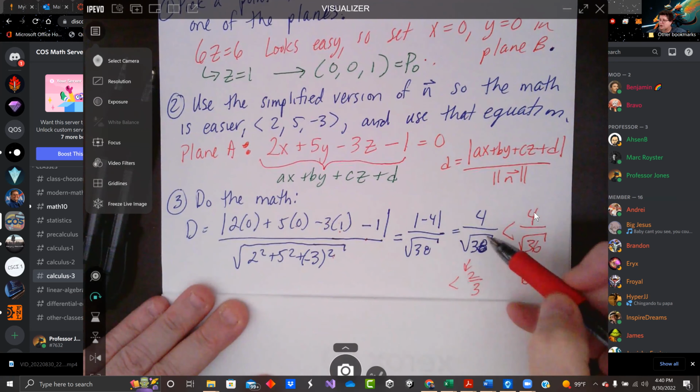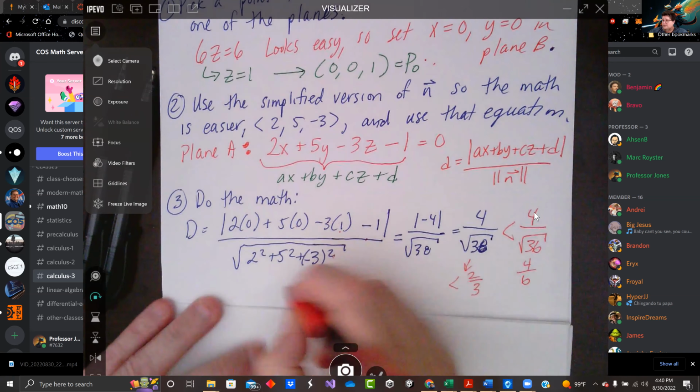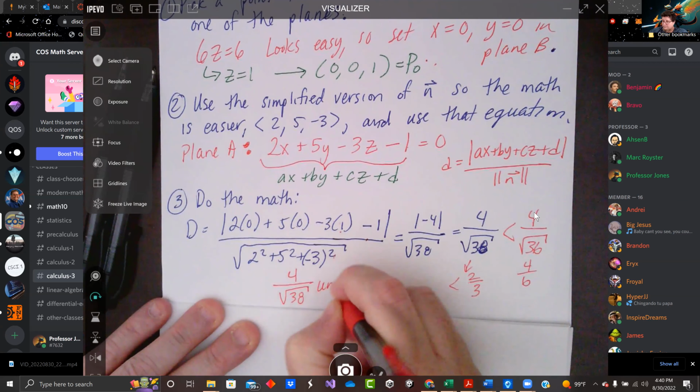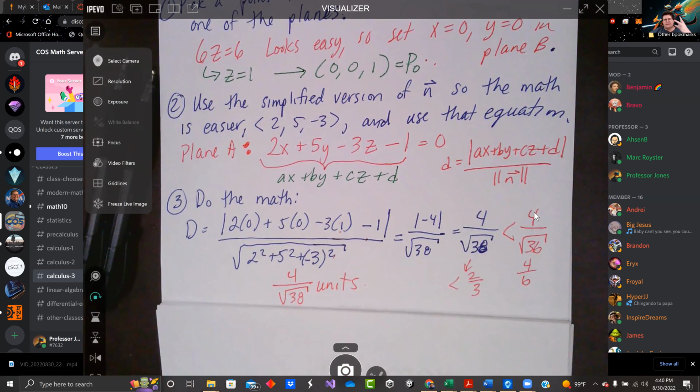That's the actual distance, though, and we want to write that in units. 4 over root 38 units. And that'll be it for this video.